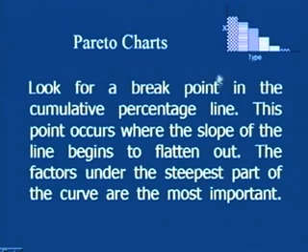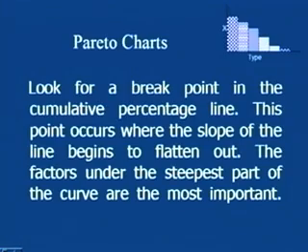So, this is one way when the bars are almost of equal size and it becomes difficult to tell which categories are vital and which are not. We can follow this suggestion. If we have the cumulative line, where the cumulative line is flattening out, whatever is before that point, the factors under the steepest part, are the most important categories.